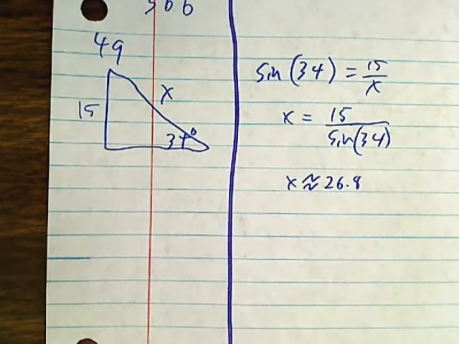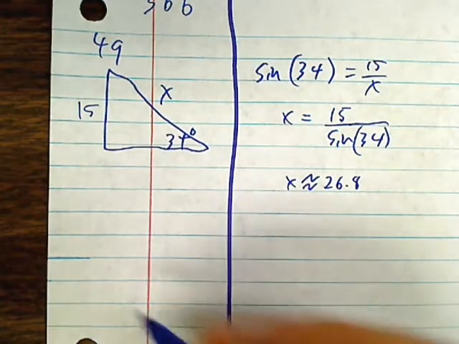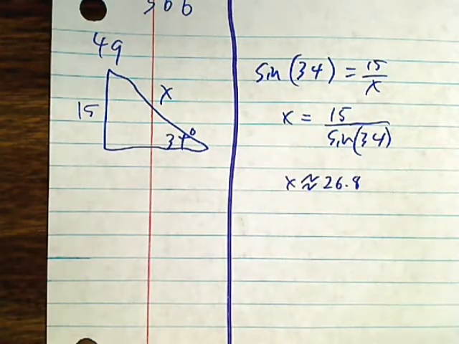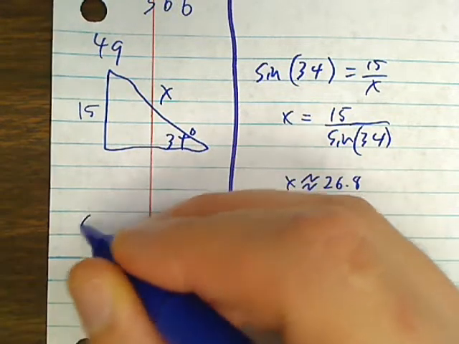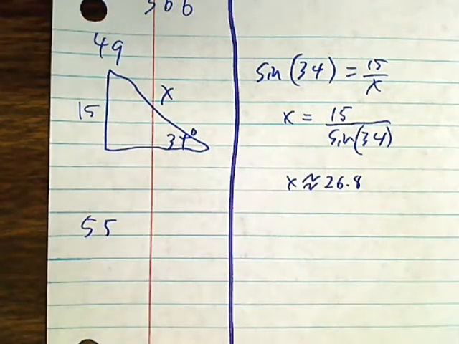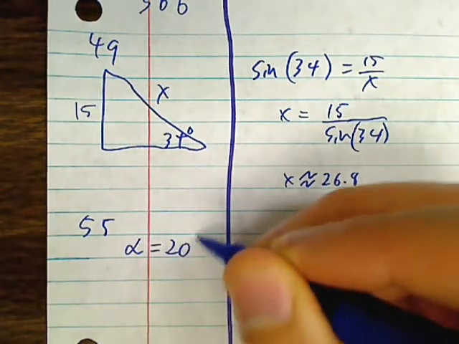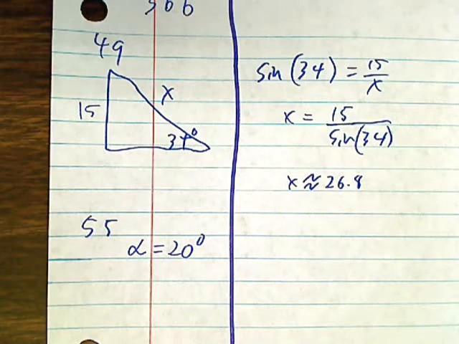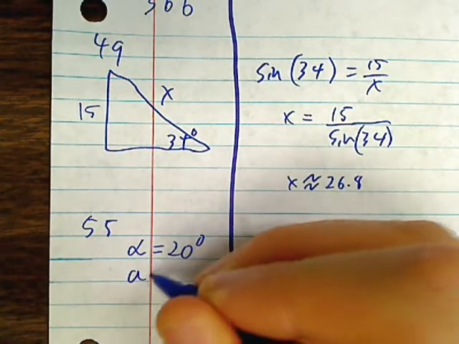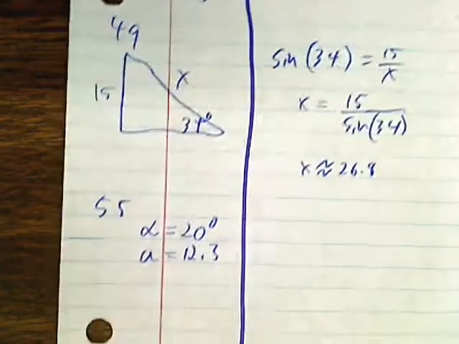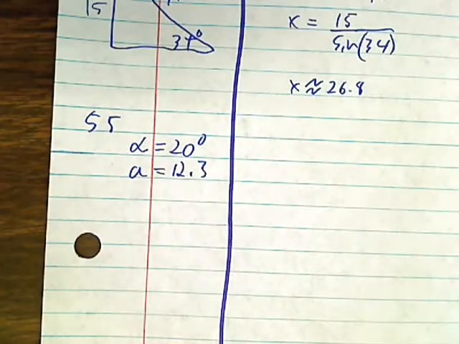I want to do one more problem with you before I set you free. How about number 55? Number 55. It says solve the right triangle for all its unknown parts. So 55, I have alpha equals 20 degrees. And side A equals 12.3, whatever units.